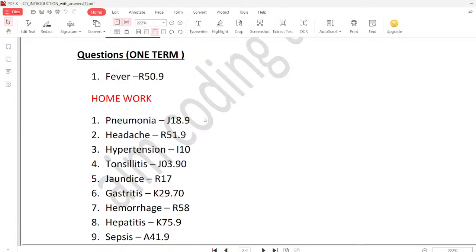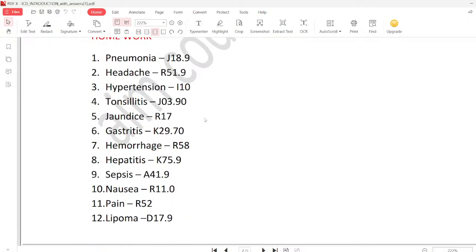Also, tonsillitis means J03.90. Jaundice means R70. Gastritis, K29.70. Hemorrhage, R58.